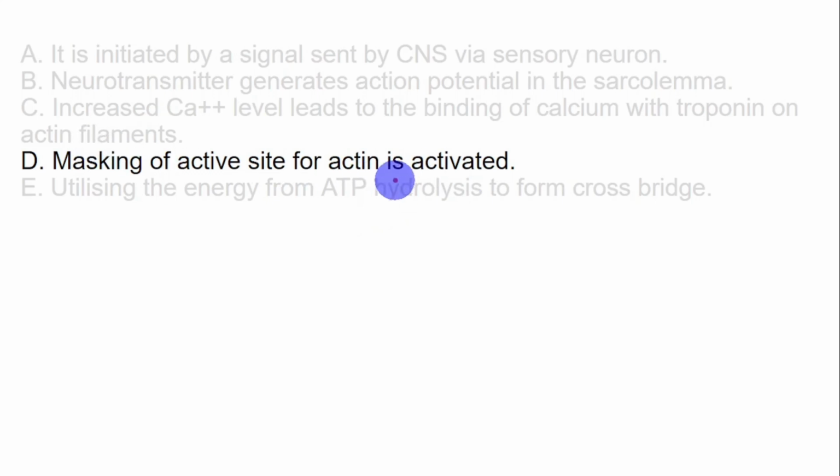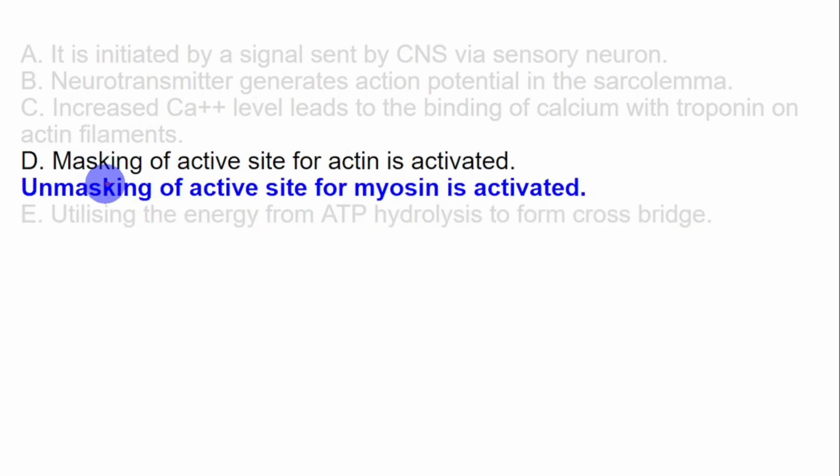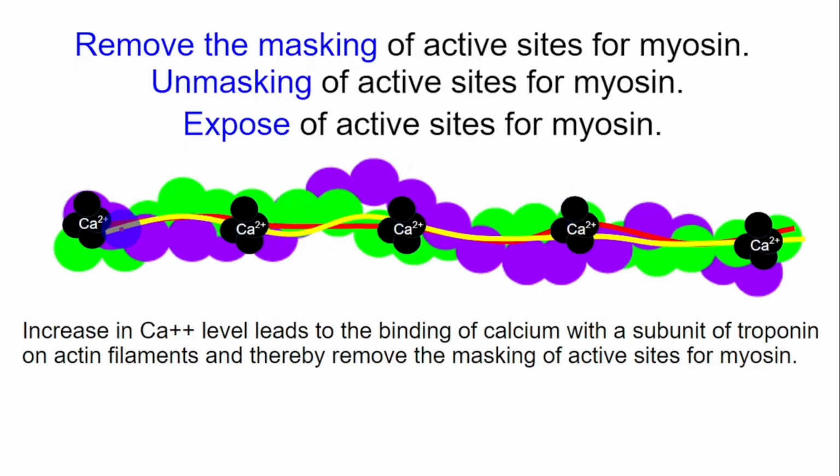is completely wrong. On the other hand, the right statement would be unmasking of active site, and instead of actin, it should be myosin is activated. So unmasking of active site for myosin is activated. This is the correct statement. As you saw in the earlier image, calcium binds to troponin and it causes conformational change in tropomyosin, and thereby it exposes the myosin binding sites on actin.